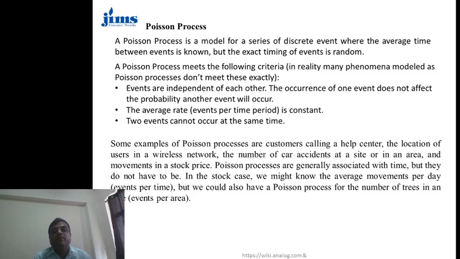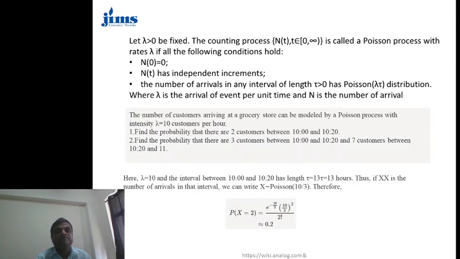These are examples of the Poisson process. Poisson processes are generally associated with time, but they do not have to be. In the stock case, we might know the average movement per day, but we would also have a Poisson process for the number of trees in an acre, events per area. So if lambda is greater than 0, we say the counting process is called a Poisson process with rate lambda if all the following conditions hold.